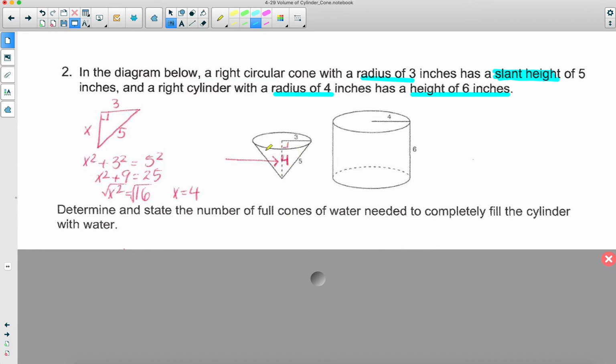So before we can find the volume of this cone, we have to figure out the altitude or the height of the cone. So I turn this into my right triangle. I have a, b, and this hypotenuse is c. I plug it into the Pythagorean theorem. I evaluate and I find that the height of the cone is 4 inches.